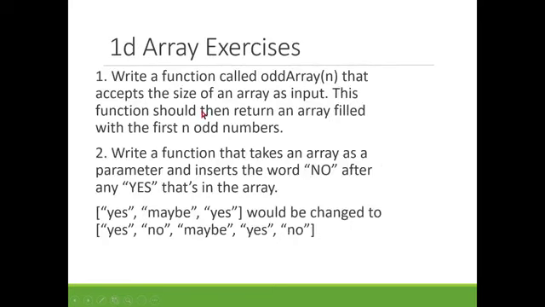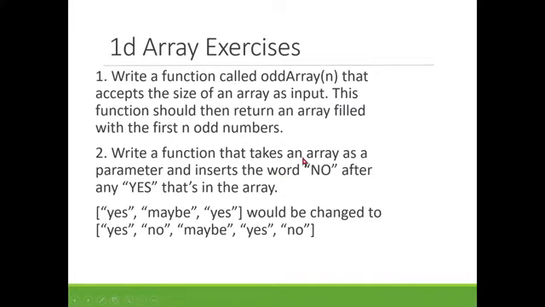Okay, here's a couple array exercises to try with regular arrays, 1D arrays. We're about to talk about 2D arrays. Write a function called oddArrayN that accepts the size of an array as input. This function should then return an array filled with the first n odd numbers. So if this is oddArray 5, it should have 1, 3, 5, 7, 9 in the array that's returned. So the first 5 odd numbers.